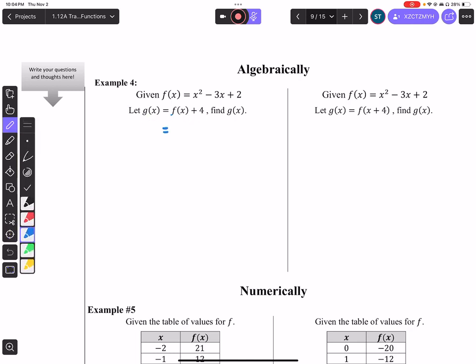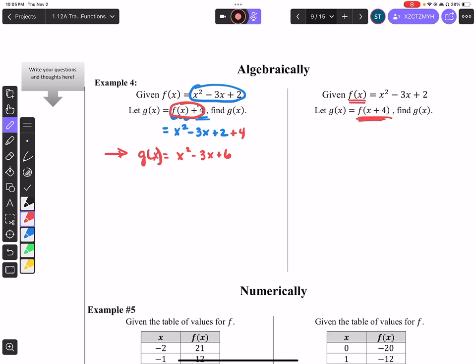g of x is equal to f of x, but f of x is this expression. So I'm just going to write that expression instead of f of x. And then it says add on 4, so plus 4. And so g of x would not only be shifted up by 4 units, that would be its new equation right there. So this causes it to shift up 4 units, or translate up 4, and there would be the new equation. Next one, g of x equals f of x plus 4.